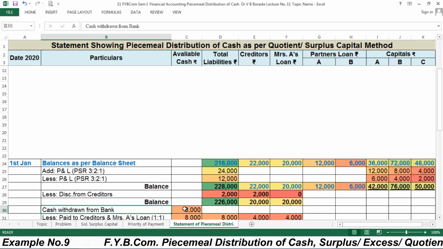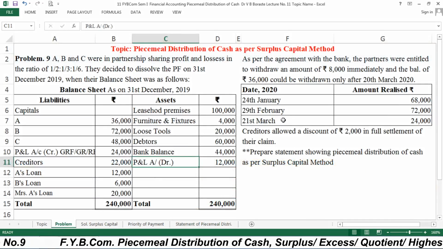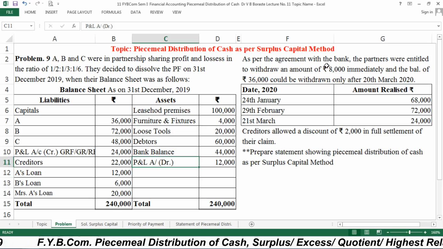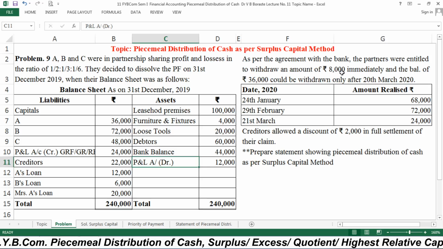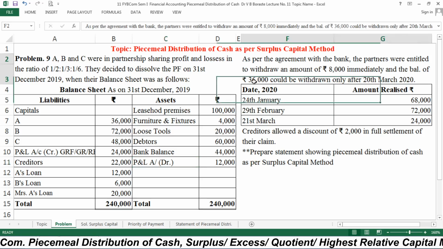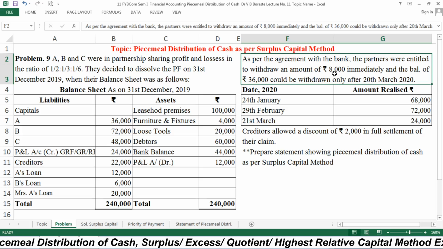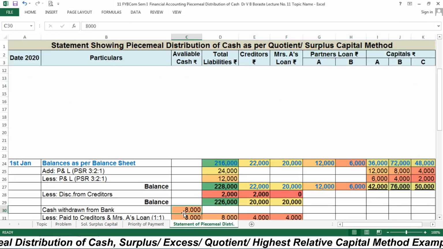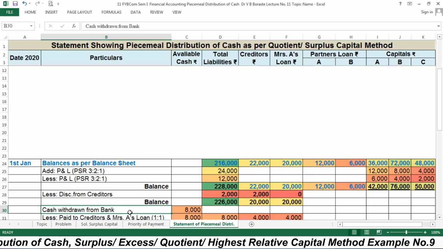Now we can withdraw cash from the bank of rupees 8,000. Here you can see in the example it is already given. As per the agreement with the bank, the partners were entitled to withdraw an amount of rupees 8,000 immediately, and the balance of rupees 36,000 could be withdrawn only after 20th March. That means on the very first day we are going to withdraw an amount of rupees 8,000. So here we withdraw 8,000. Now we have cash.